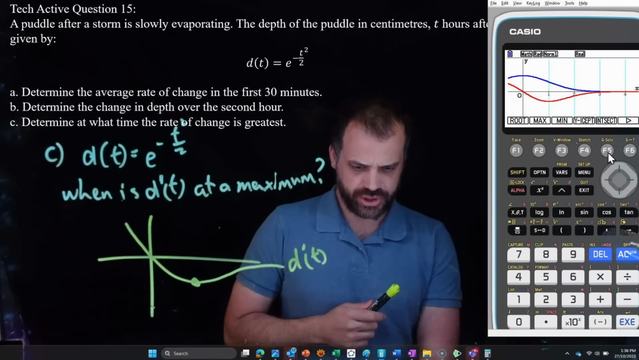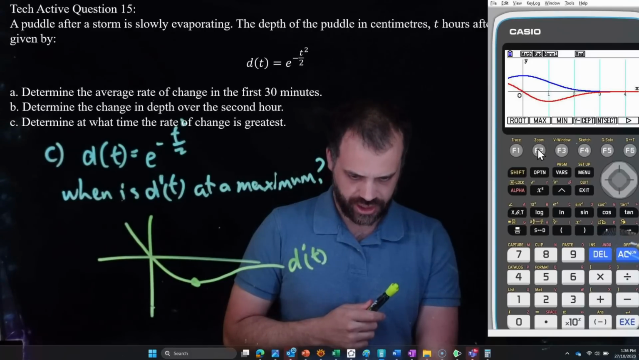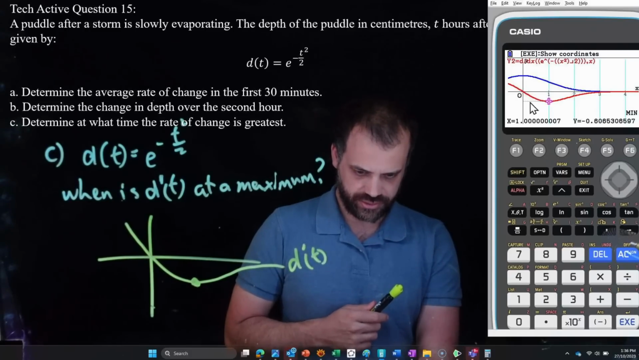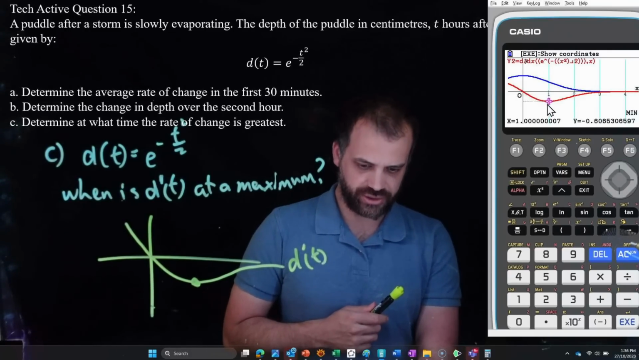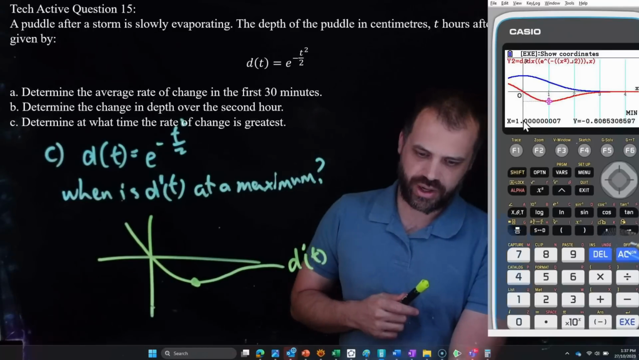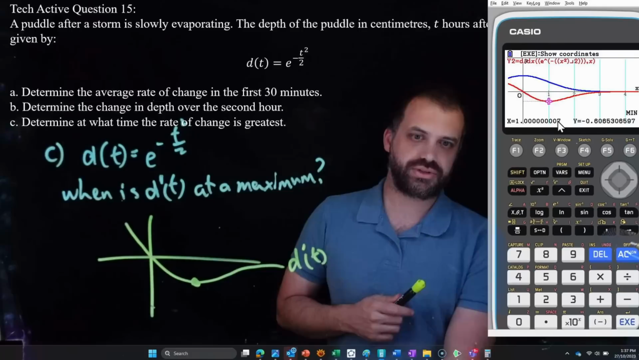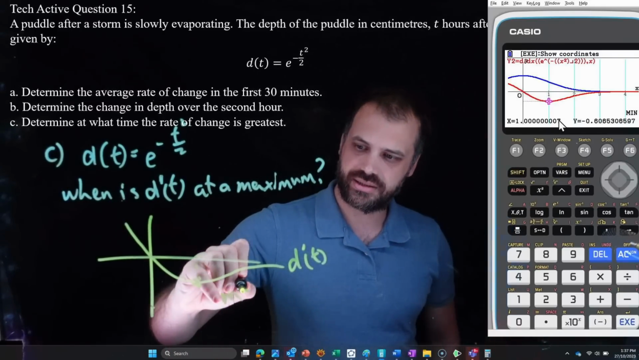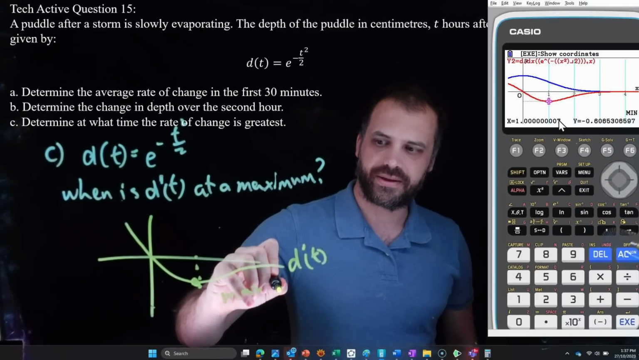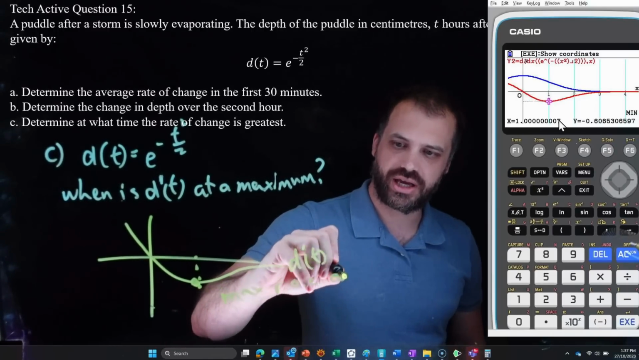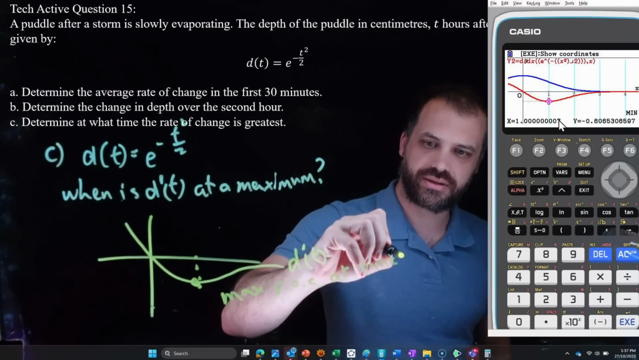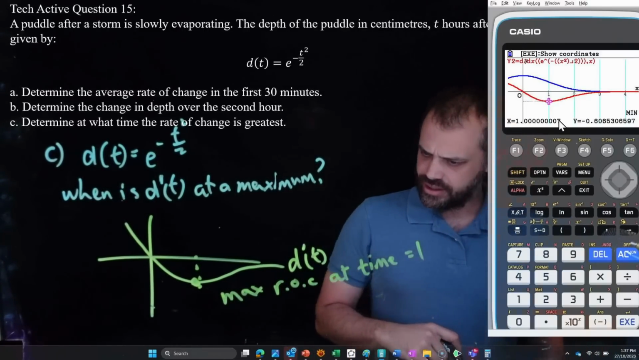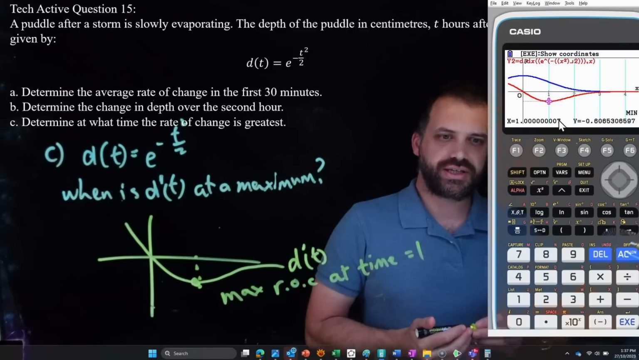All right, so we can do a G-solve. We can do a minimum, maybe. I've got to choose my graph again. And I get this value right here. X equals 1.0000007. I think we can round here and we can say max rate of change at time equals 1. Okay, that's it. Determine at what time the rate of change is greatest. It is at time 1.